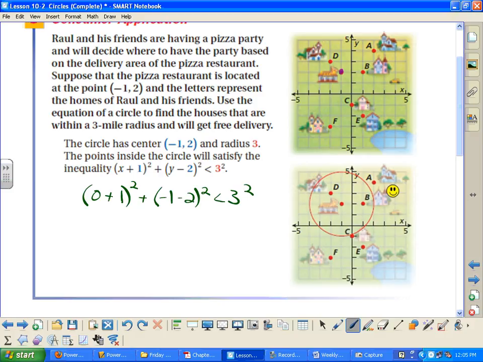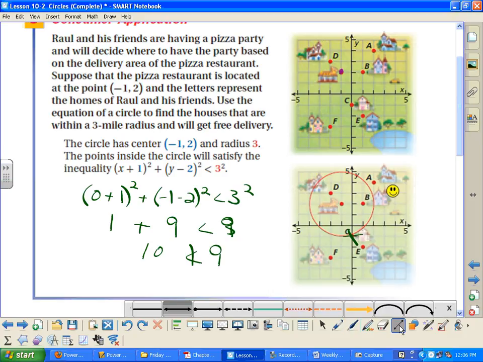This part is. And so let's see, we get 1 squared here, which is what? 1 plus, and -3 squared is 9. Is that less than 9? No. 10 is not less than 9. So letter C is not inside the circle. So that's more than 3 miles away. All right, you see how we did that then?